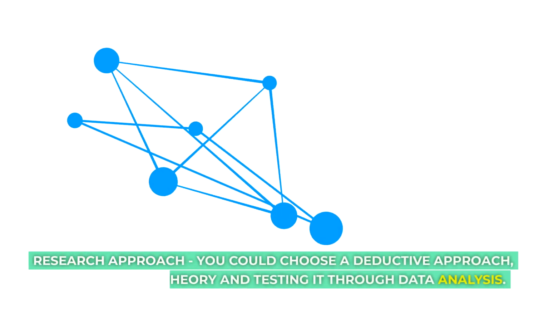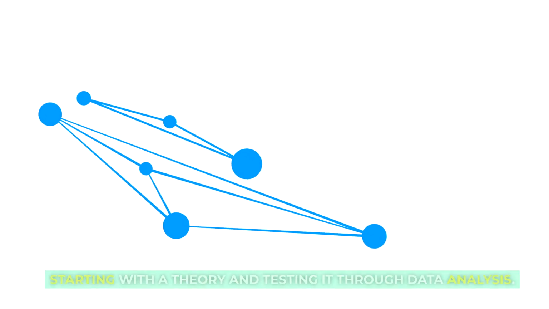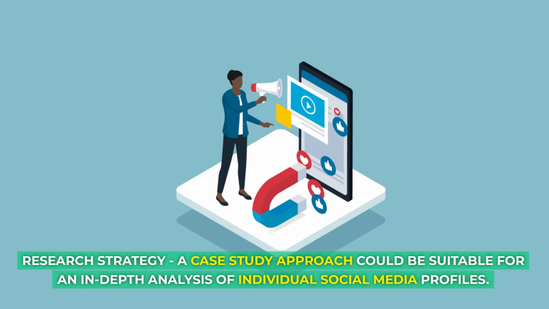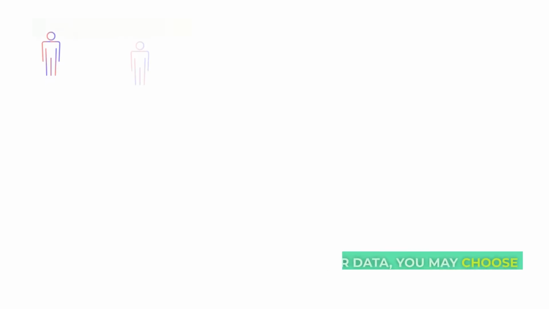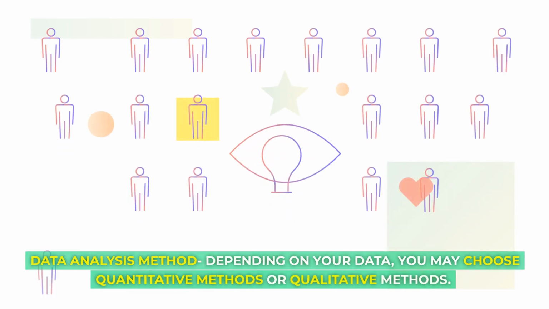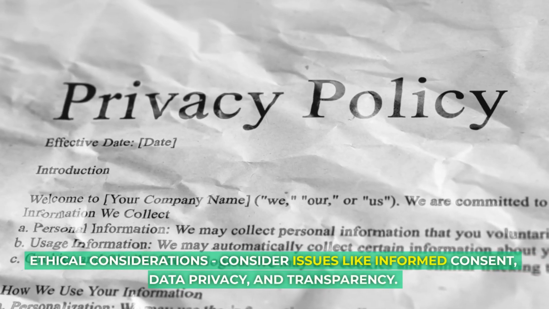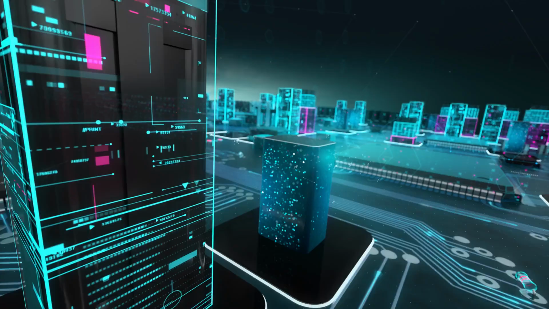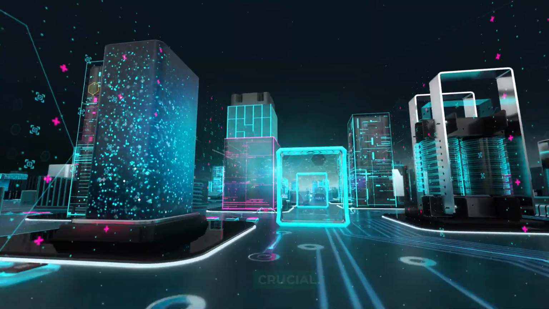Research approach. You could choose a deductive approach, starting with a theory and testing it through data analysis. Research strategy. A case study approach could be suitable for an in-depth analysis of individual social media profiles. Data analysis method. Depending on your data, you may choose quantitative methods or qualitative methods. Ethical considerations. Consider issues like informed consent, data privacy, and transparency. For example, obtaining informed consent from participants is crucial.